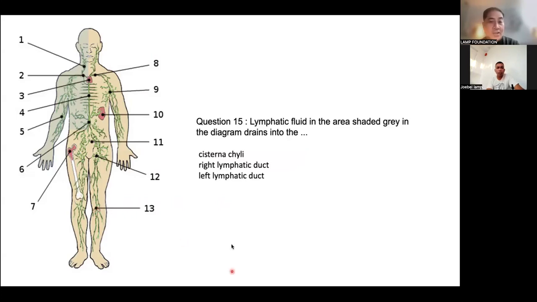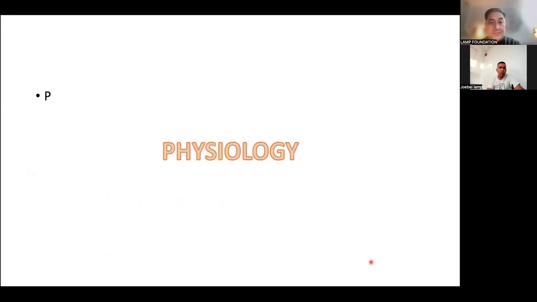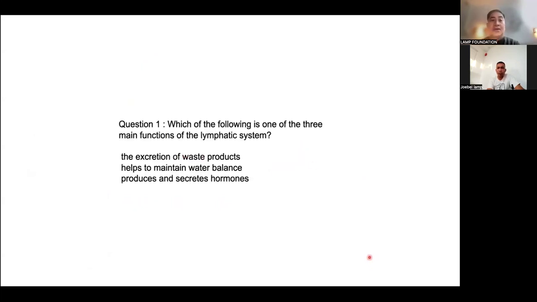Lymphatic fluid in the area shaded gray in the diagram drains into the right lymphatic duct. Now let's go to physiology. Which of the following is one of the three main functions of the lymphatic system? To help maintain the water balance.